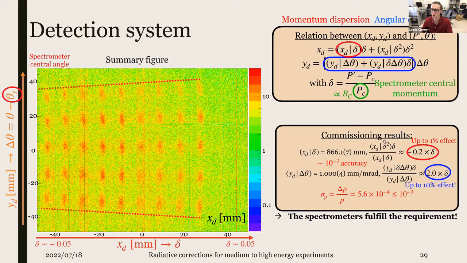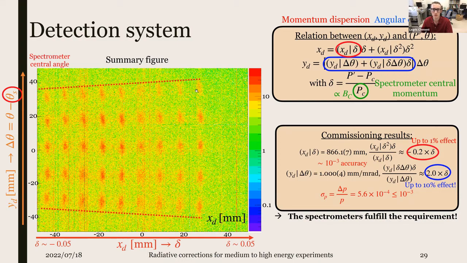For example, we found the momentum dispersion with about 10 to the minus 3 accuracy, and we saw that the second order term was really small and has a very small impact. But on the other hand, the angular dispersion, which is about 1 millimeter per milliradian, has a way larger effect, and the second order term is way larger, with an effect up to 10%, and you can see it here. Most importantly, we found that the momentum resolution was about 5 times 10 to the minus 4, so it completely fulfills the requirement.